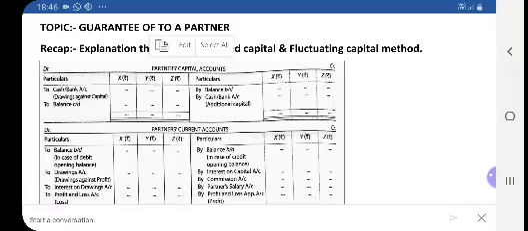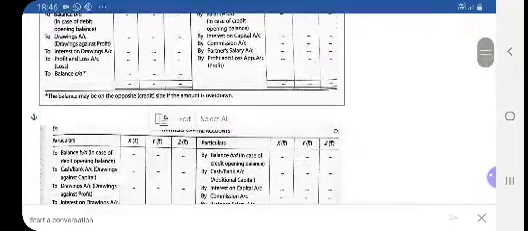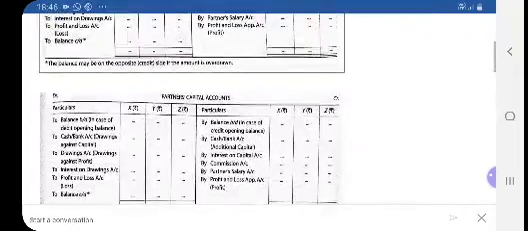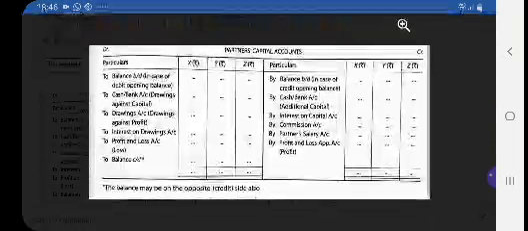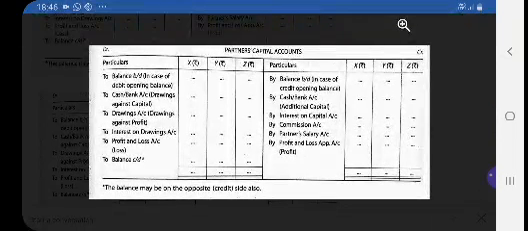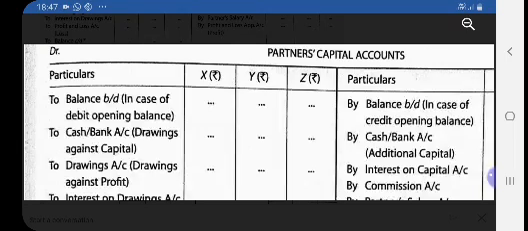Now the next one: how you will prepare if the fluctuating capital method is given. Then all together you will just show the items in one account itself, and as I already said, by default, if no instruction is given regarding the method, you will follow the partners' fluctuating capital method.